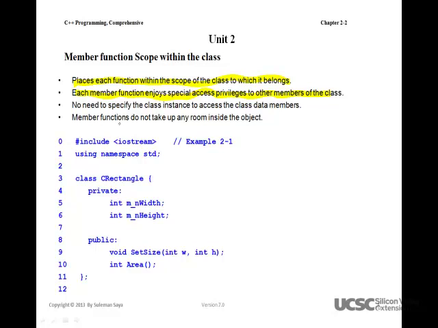Member functions do not take up any room inside the object. What does that basically mean? It means when you create an object of some class type, that object will be allocated in memory somewhere, and the size of the object will depend upon how many data members are within the class body. In this example, we have 2 data members.